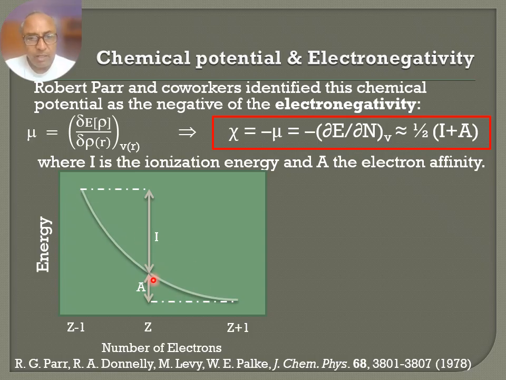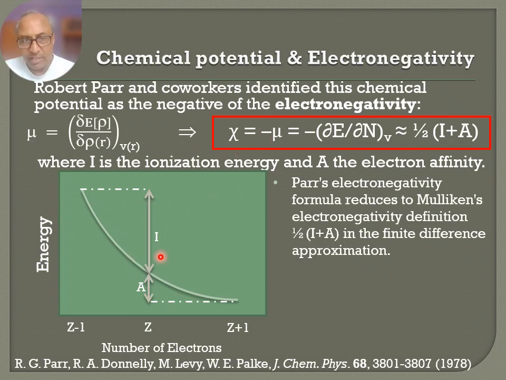Then, taking the finite difference derivative of the energy on the right, we get the electron affinity, and taking the finite difference derivative on the left, we get the ionization energy. Thus, the electronegativity is the average of the ionization energy and the electron affinity, which is just Mulliken's electronegativity definition. Thus, Parr's electronegativity formula reduces to Mulliken's definition in the finite difference approximation.